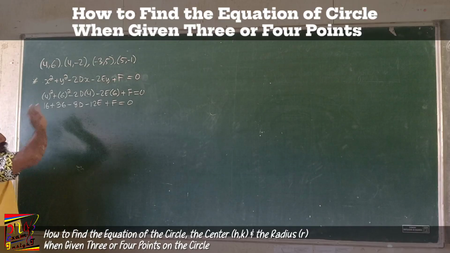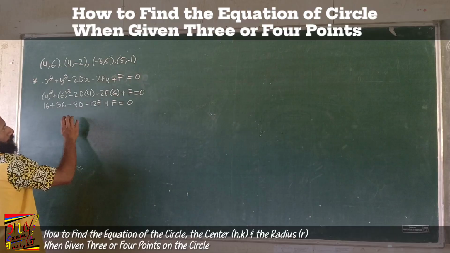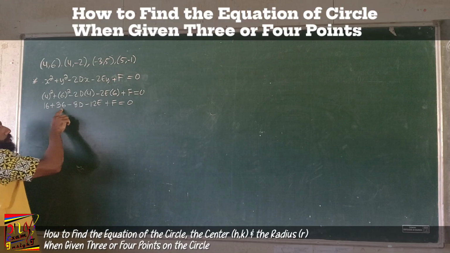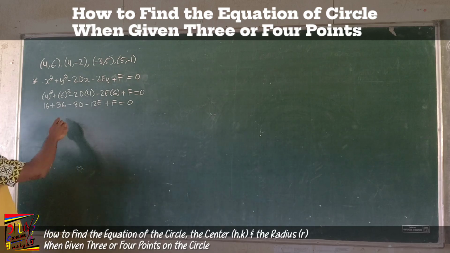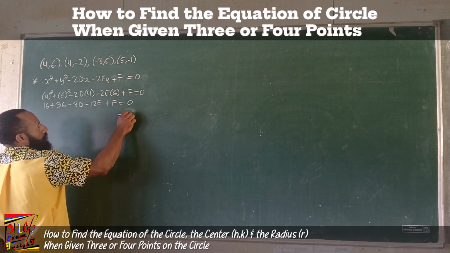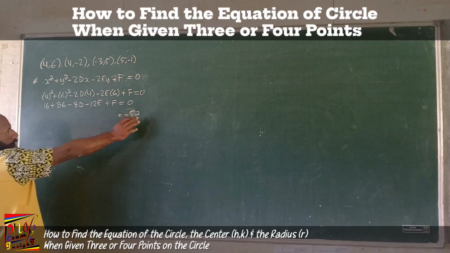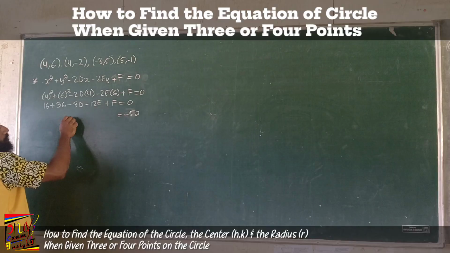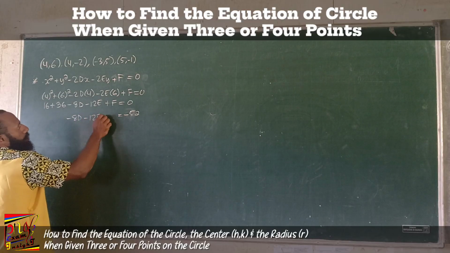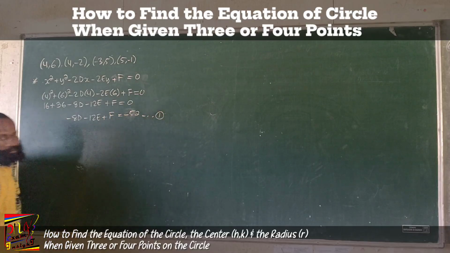So now let's move the constant to one side and the terms containing unknowns to the other side. We have 16 plus 36 equals 52. When you bring it to the right hand side, it's minus 52, and then we're left with 8D minus 8D minus 4E plus F. This is our equation 1.